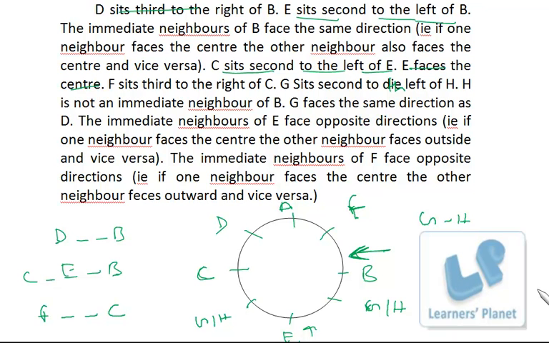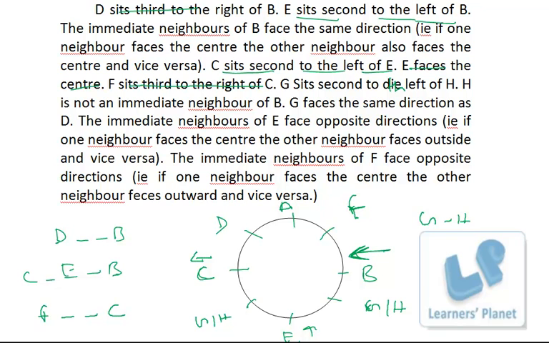Now most of the part has already been done. Now we just have to find out the direction, whether they are facing inside or outside. Okay, so the immediate neighbors of B face the same direction. Then F sits third to the right of C. Now we know the position of F and he is third to the right of C. That means C should face outwards. Okay, so that is clear.